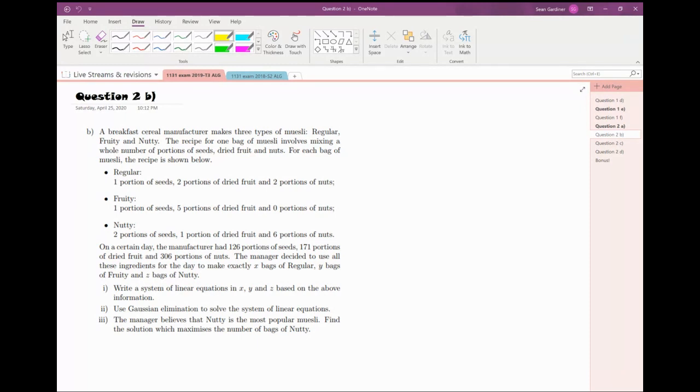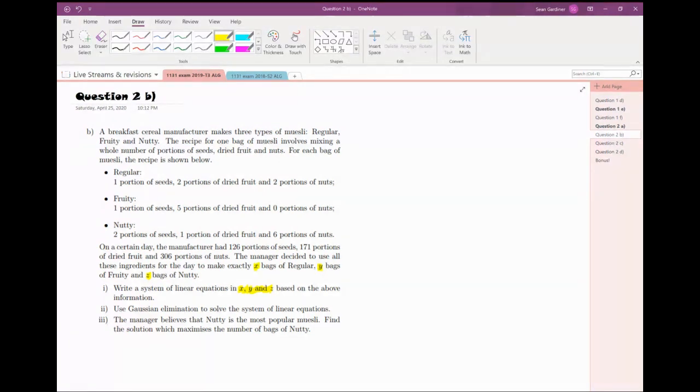So, for example, in part 1, I'm being asked to write a system of linear equations in x, y, and z, right? And so the next thing I'm going to do is look back at this long story and work out what x, y, and z are, right? And here is where x, y, and z are defined, right at the end of the preamble. They are the number of bags of each of these cereals, I guess, that we're making.